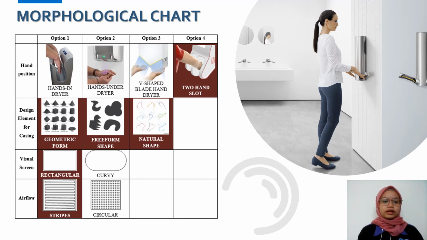After we collect the data, we came out with the result of the morphological chart. The left side shows the criteria of the high performance hand dryer, while the right side on top is the variety of options in developing the idea. For this project, I choose to design a hand position of two hand slots, a free form shape, geometric form, and natural shape with a variety of concepts, with a rectangular visual screen and airflow stripe as shown in the colored table above.